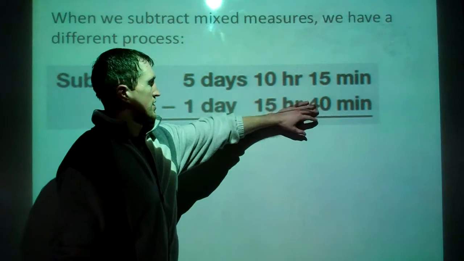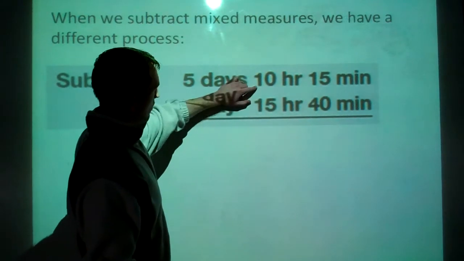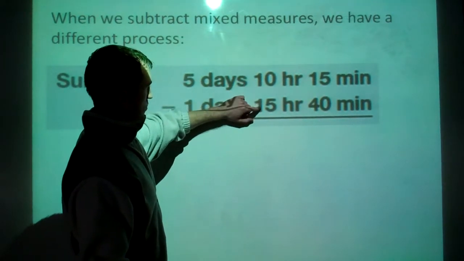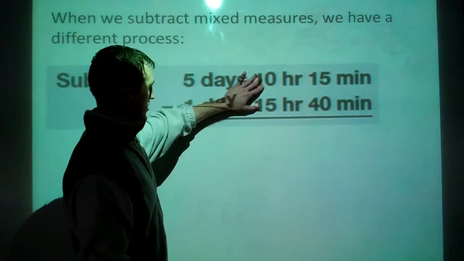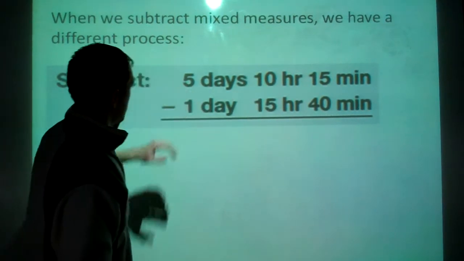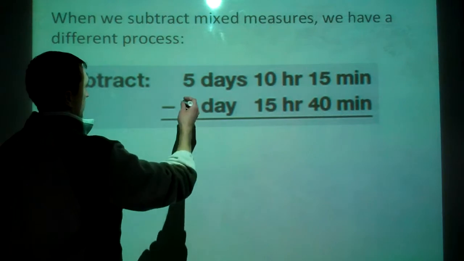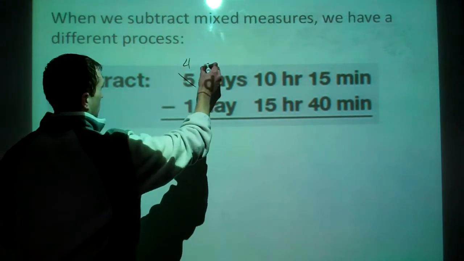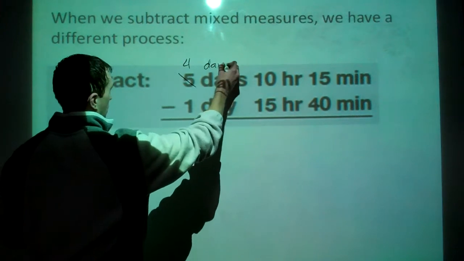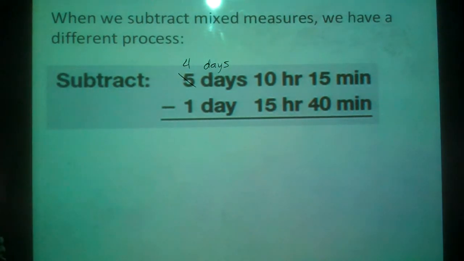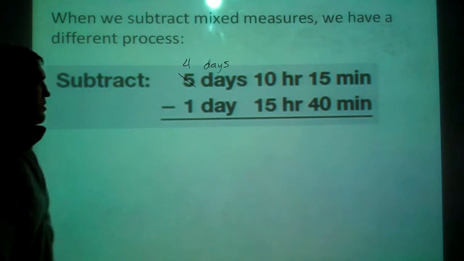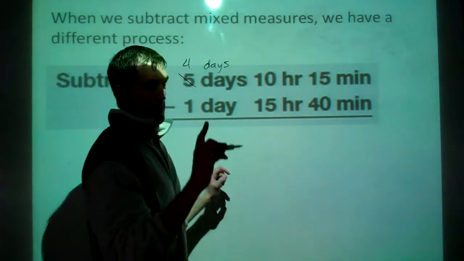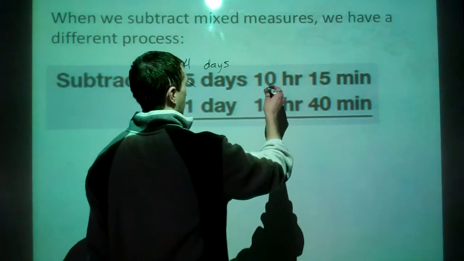So 15 minus 40 isn't going to work. We can't take away from the 10 because we need 10 to be bigger than 15 here. So let's take away from here. 5 days, we'll turn it into 4 days. So we just took away 24 hours, basically. 1 day is 24 hours. So let's add 24 hours to this.